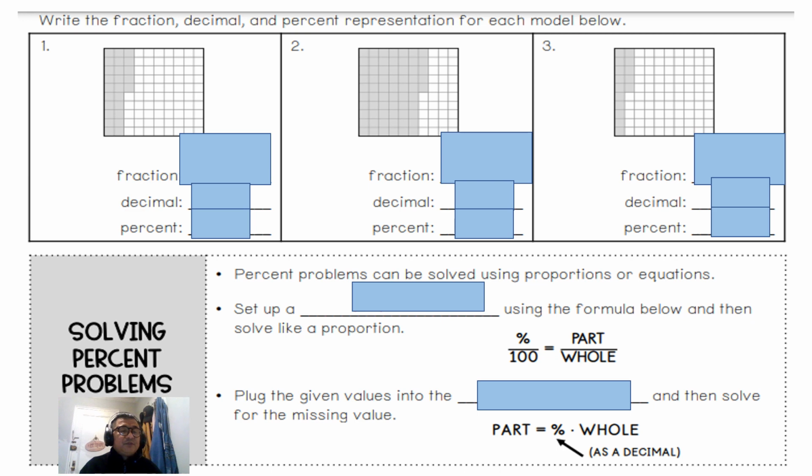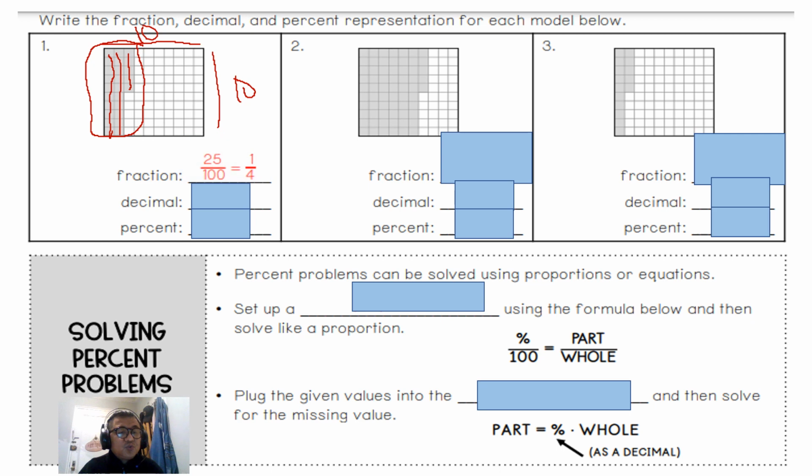Now, write the fraction, decimal, and percent. So this is a 10 by 10. So you know the total will be 100, right? So let's count how many are the shaded part. So this is 10, another set of 10, and we have 1, 2, 3, 4, 5. So let's write it as 25 over 100, but I can simplify that as 1/4.